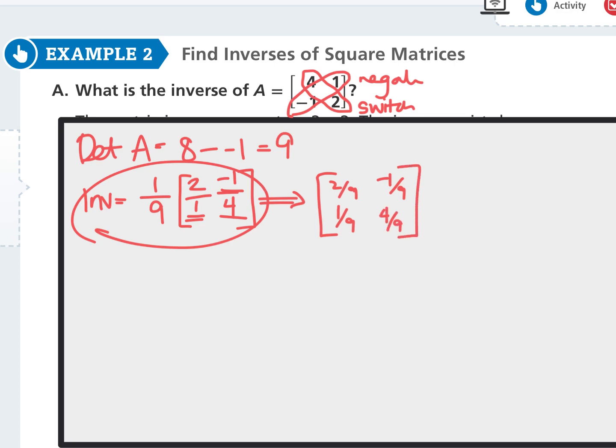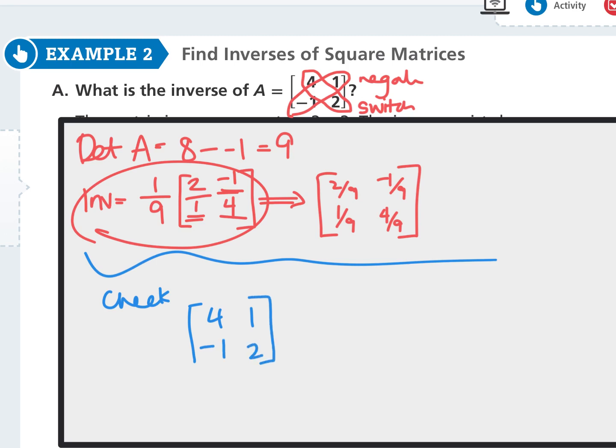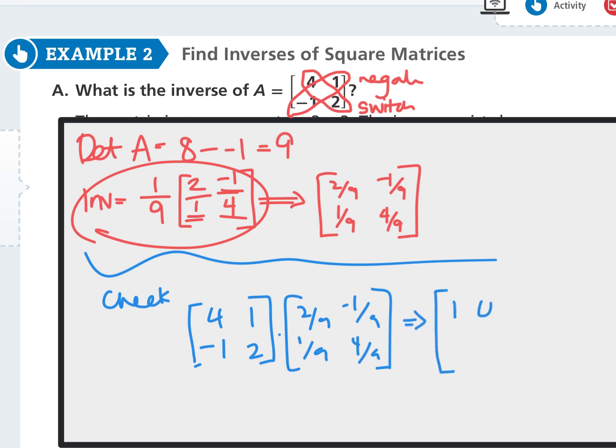And you can check that this is actually an inverse by multiplying the original by this. So I'm just going to make a note of that. We could check this by completing the multiplication: 4, 1, -1, 2, times 2/9, -1/9, 1/9, and 4/9. When we multiply those, we will in fact get, and you could use your calculator to prove to yourself, the identity matrix 1, 0, 0, 1.